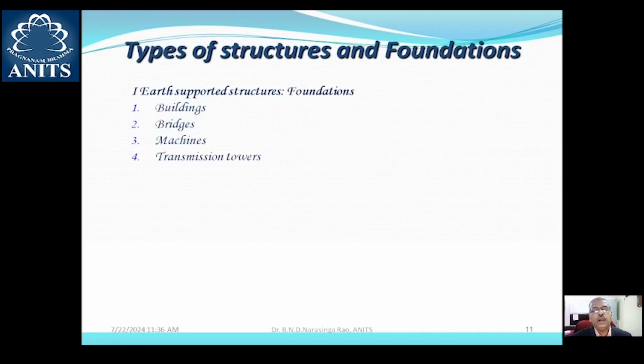Now, apart from earth supported structures, there are other applications of geotechnical engineering, that is, the proper selection of suitable material for structures which are constructed using soil as construction material, which are referred to as earth structures in the form of earth dams, embankments and canal banks.